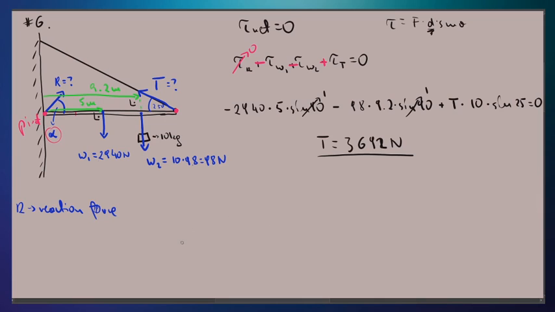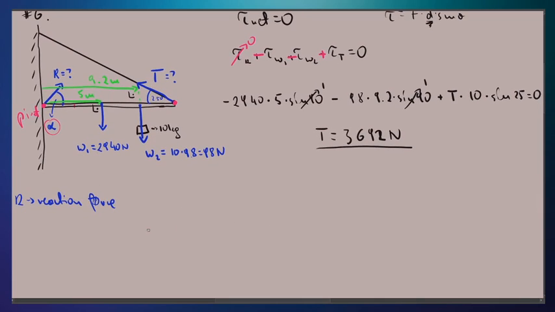I'm going to redraw the bar here. So here's the bar, and I'm going to redraw the forces. So I have the tension, and I have R. I have this weight and I have this weight. This one here is 2940, this one is 98, and this tension is 3692. This tension has the X component and the Y component, so there's Tx and Ty, and I can calculate this out.